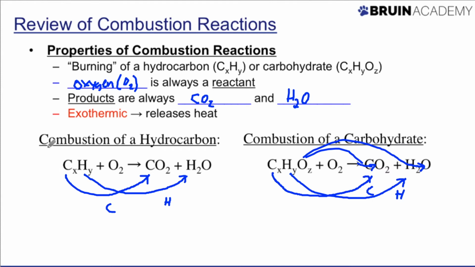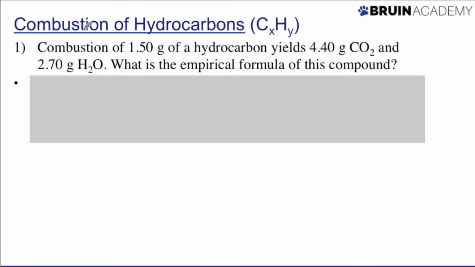So what we're going to start with is the combustion of a hydrocarbon. Definitely though, for the purposes of your class, you'll need to know how to do both of these. And these are actually very important and they show up on tests very, very often. So let's start with the combustion of just a hydrocarbon. Let's read this example. It says combustion of 1.5 grams of a hydrocarbon yields 4.4 grams of CO2 and 2.7 grams of water. What is the empirical formula of this compound?